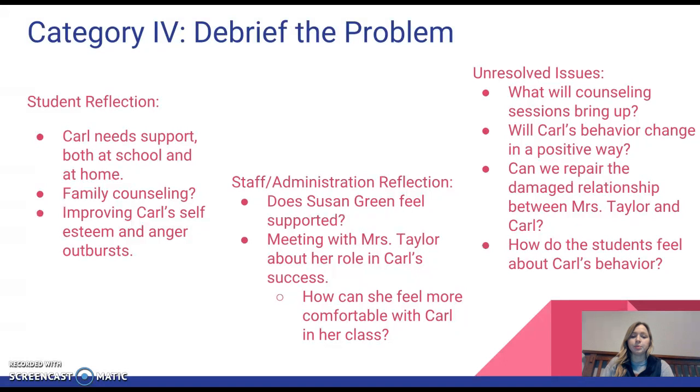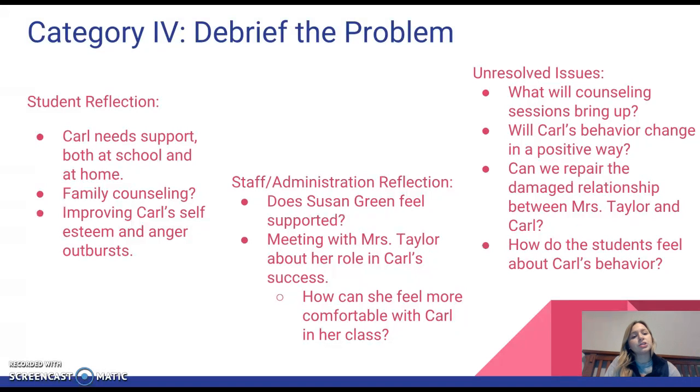I would also have a meeting with Mrs. Taylor about her role in Carl's success. How would she feel more comfortable with Carl still staying in her class? Maybe a para would help her feel more comfortable, or maybe we need to decide on something else to improve how comfortable she is in her class.